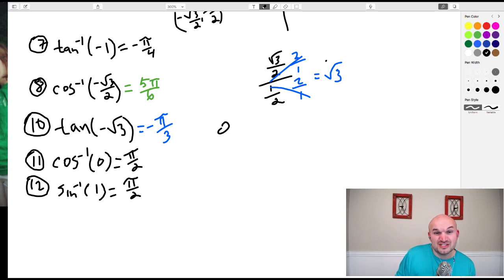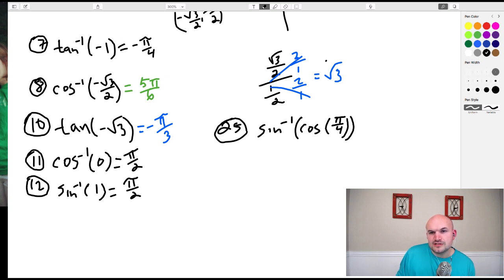Last two questions are composition. When we're doing composition, the main important thing that I want to work on with my students is to take things one step at a time and work from the inside out. I like the composition problems because they involve both evaluating trigonometric functions and inverse trigonometric functions. So the first thing we want to do is evaluate on the inside.